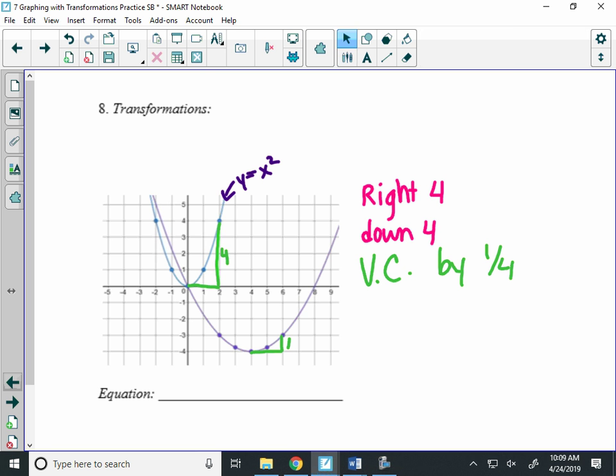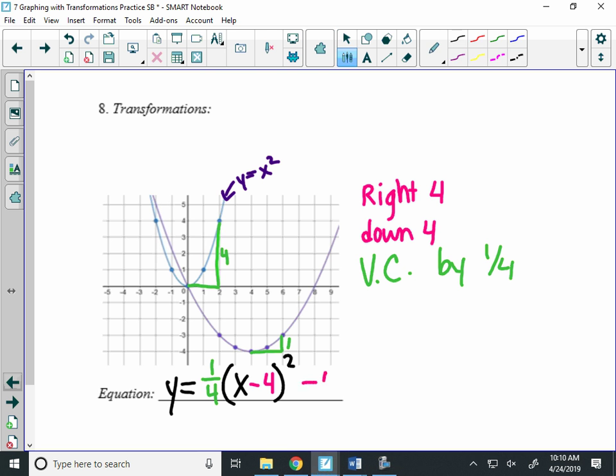When I write this equation, I start with the compression. I don't have a reflection here, so I'm going to put the 1/4 in front. We did go to the right, so you're going to have your parentheses with the x, and going to the right 4 is going to be a minus 4 in parentheses, and then down 4 is outside with a minus.